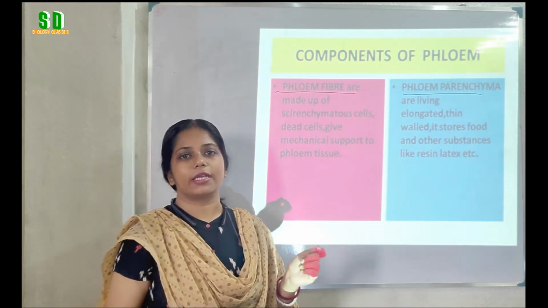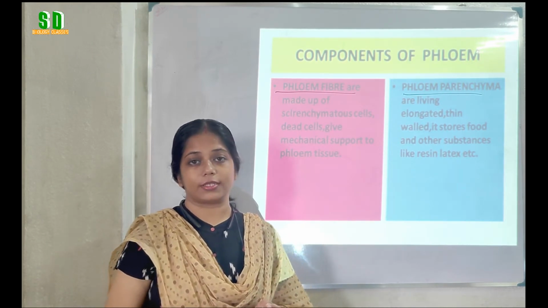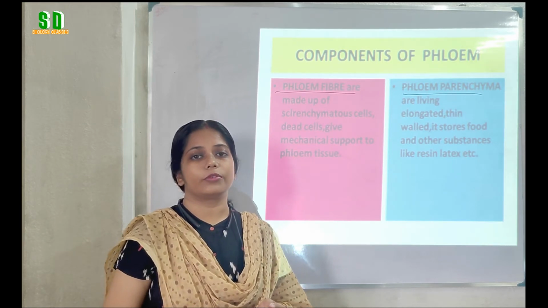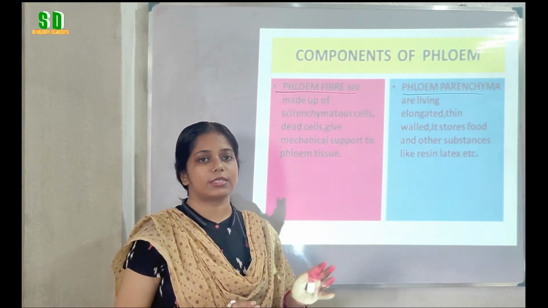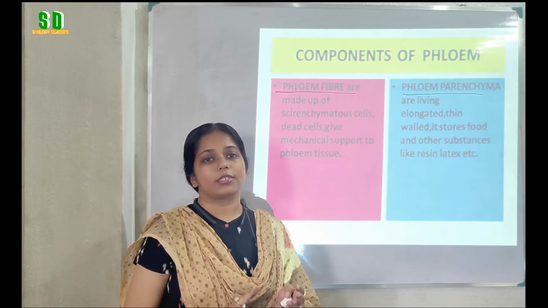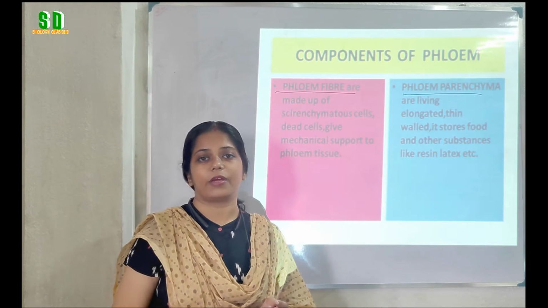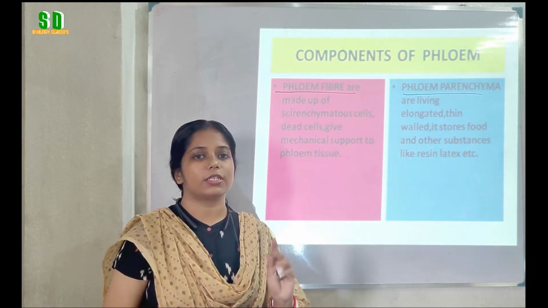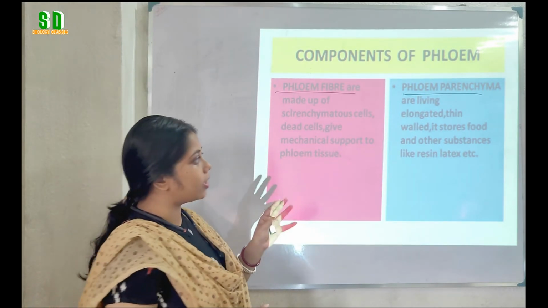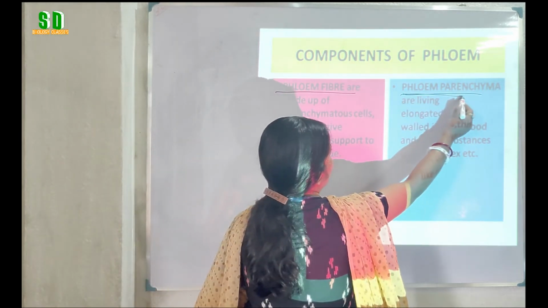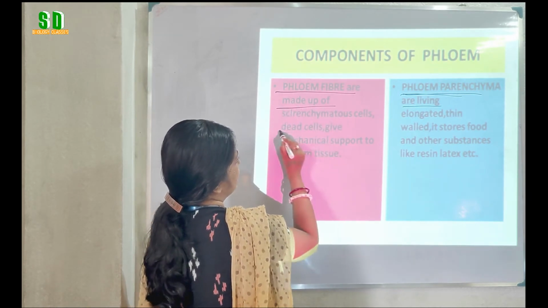Here in the case of xylem, we have seen that three components, that is tracheid, vessel and xylem fiber, are dead. Only the xylem parenchyma is the living member of the xylem tissue. But here we can see that the sieve tube or sieve element, the companion cell, as well as the phloem parenchyma, these three are living cells. Only the dead member of the phloem tissue is the phloem fiber. So most of the members of the phloem tissue are made up of living cells. So phloem parenchyma are living cells, whereas phloem fibers are dead cells.